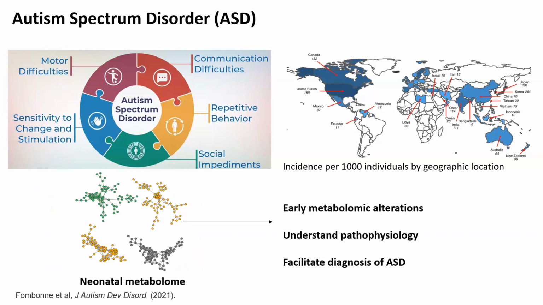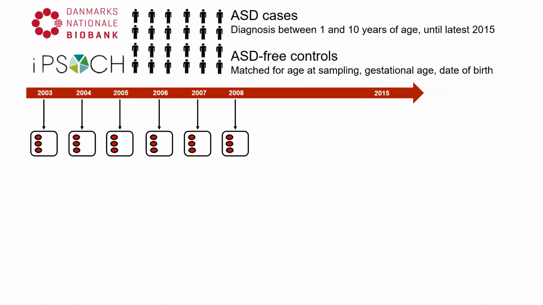So this is where we want to bring in the neonatal metabolome in order to map the early metabolomic alterations that we can see in children that later develop autism, and use this to better understand the pathophysiology of autism, but also potentially, at least in the future, to facilitate earlier and more accurate diagnosis of this very heterogeneous disease. So that's why we designed this study using samples from the Danish National Biobank.